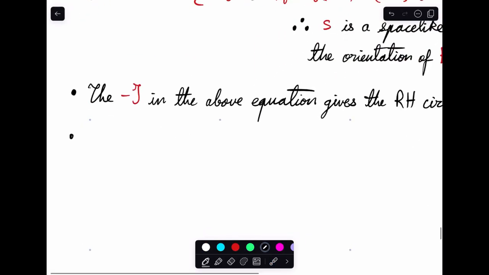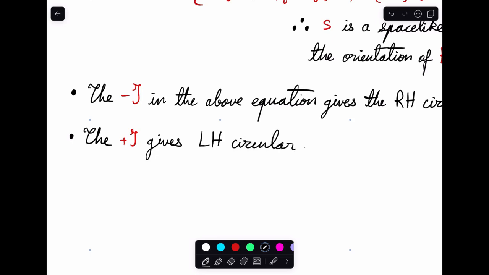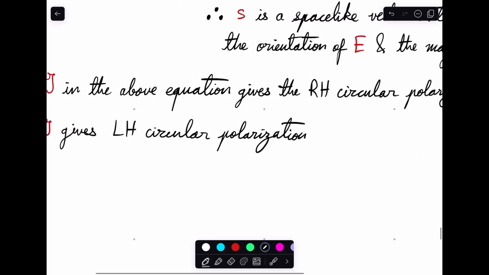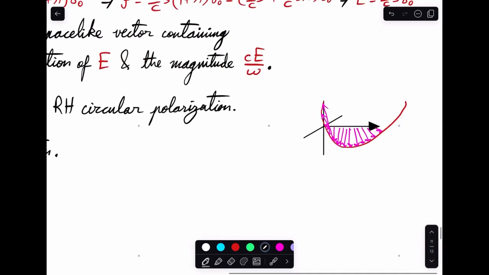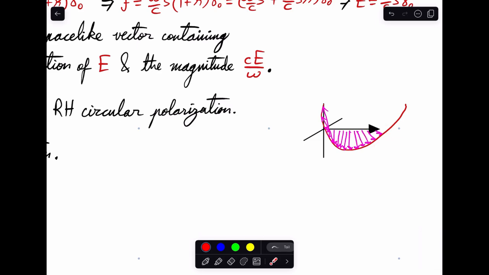And then the positive I gives left-handed circular polarization. And left-handed polarization is exactly the opposite. If you put your left hand in and you had your left thumb in the direction of propagation, then it'd be turning the opposite way. So that is what left-handed polarization is.